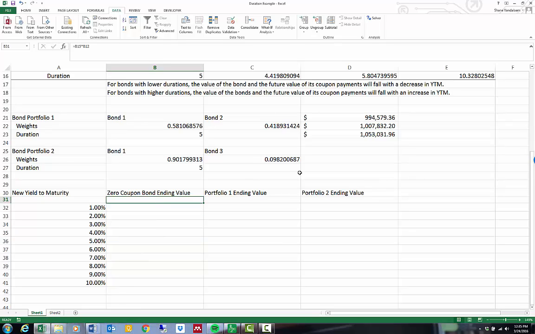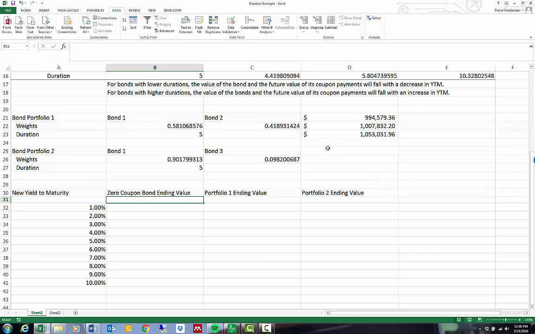So now what I'm going to do is demonstrate the idea of convexity. So what we're going to do is calculate the ending values at time 5 for our investments in the zero coupon bond, in portfolio 1, and portfolio 2, with a change in the yield to maturity. So our options that I've put in here are 1% yield to maturity. So our yield to maturity would drop from 6% to 1%. So that's a very large change, up to 10% in the yield to maturity. And look at our different portfolio options to see which one will give us the best outcome.